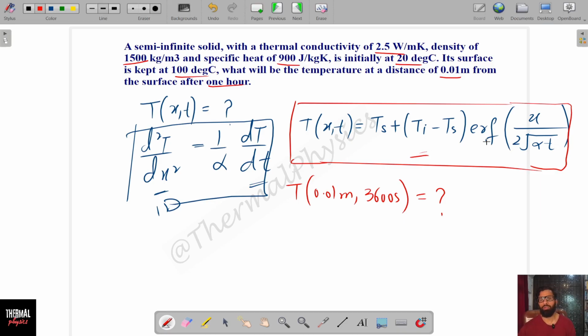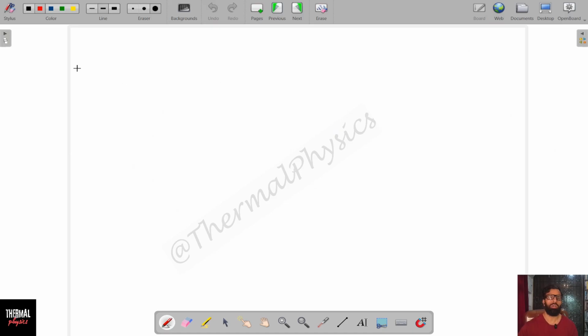Now this equation has, first of all, the error function. The error function is like any standard mathematical function. We have some argument value, and we find what the error function of that argument value is, like sine of 30 degrees is 1/2. In the same manner, the value of the error function varies between 0 and 1. It's not less than 0, it's not greater than 1.